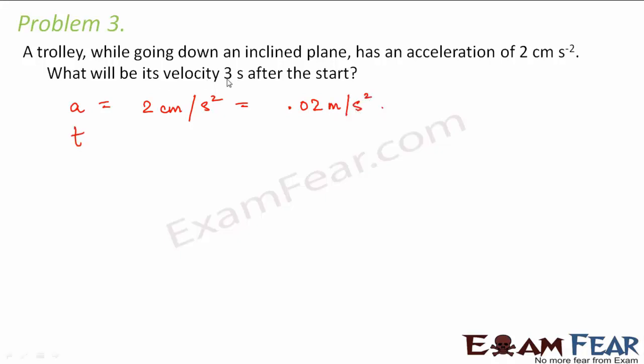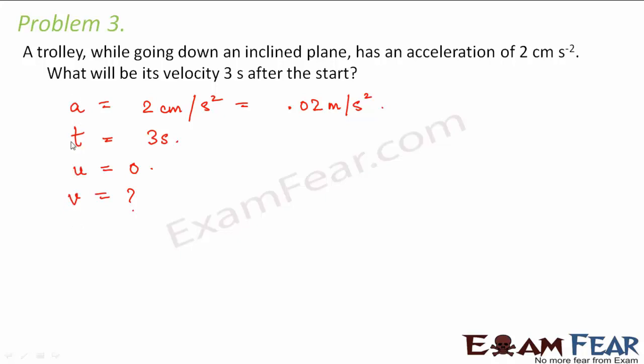So what will be the velocity 3 seconds after the start? That means we have to calculate the velocity after 3 seconds. So time will be equal to 3 seconds after the start. That means the trolley had just started moving. So its initial velocity is 0. So we have to calculate the final velocity.